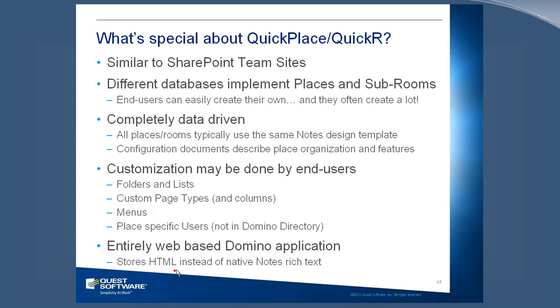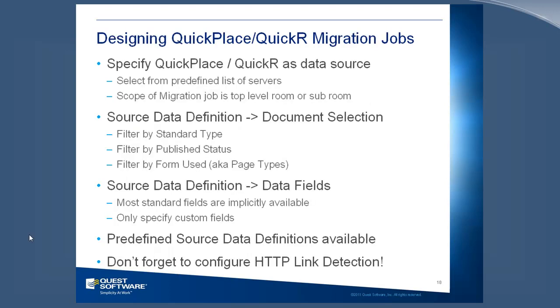So if you configure that properly, all that will keep working. Now, when you're designing a QuickPlace or QuickR migration job, you'll find that the designer has a special UI for QuickPlace. We have a UI for selecting data. We have a predefined list of QuickPlace servers that we maintain, and we'll let you drill down into the various QuickPlaces and subrooms and so on. The scope of one migration job is going to be one room, either a top-level room or a subroom.